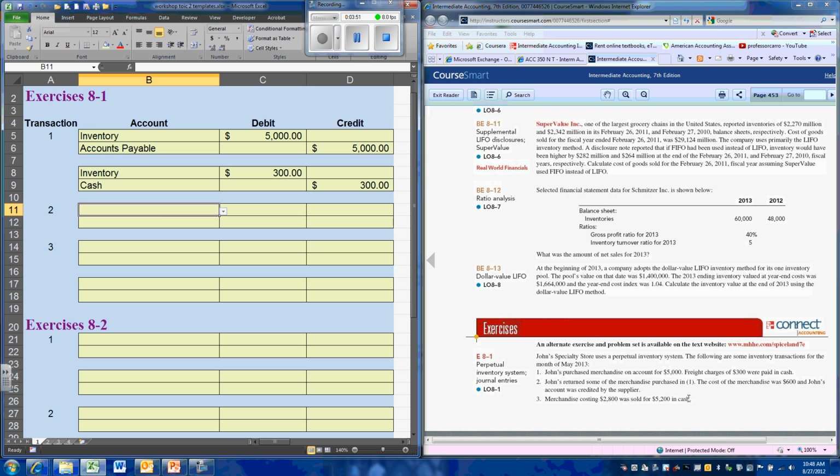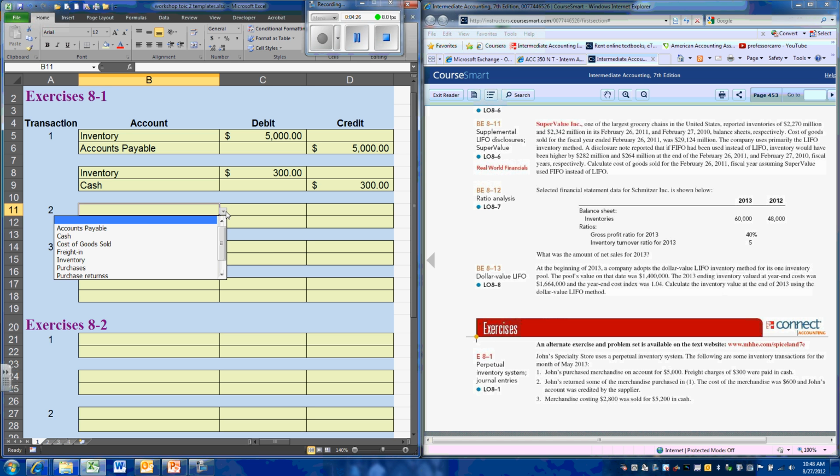In our second transaction, we've inspected some of the merchandise we previously purchased, and we found some items that did not meet our specification or were defective. We're going to be returning merchandise that has a cost of $600 to the supplier. This supplier will credit our account since we purchased these on credit, not by cash. We'll not be receiving cash back, but we're receiving a credit against our accounts payable.